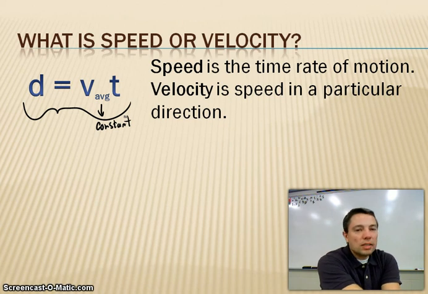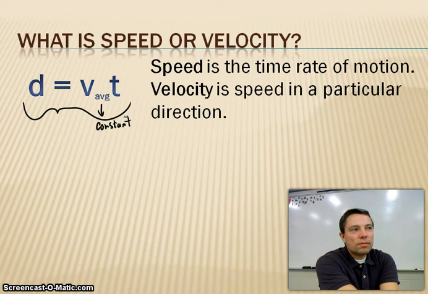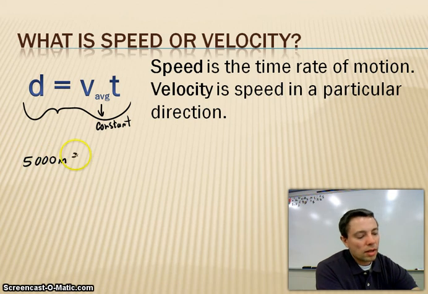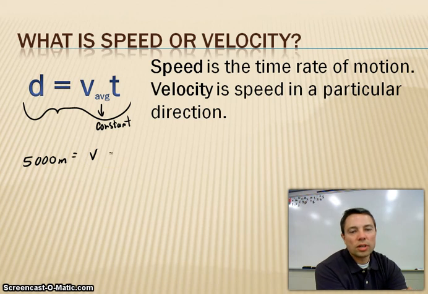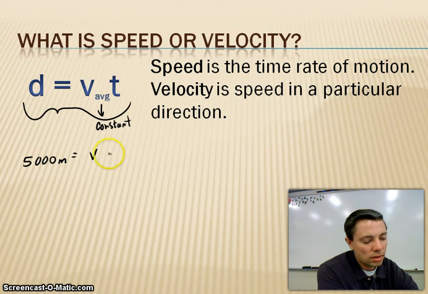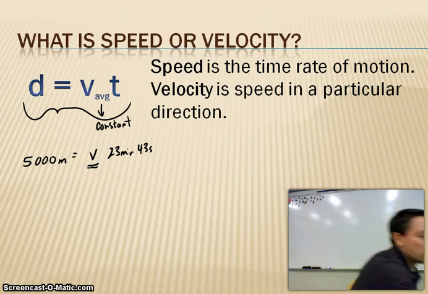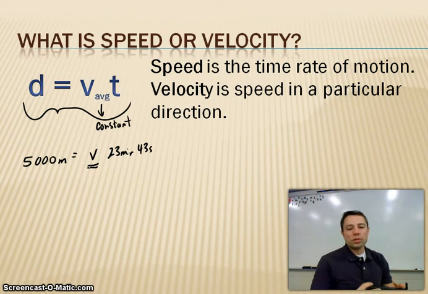Maybe we're given a distance that we're going to go, like Mr. Anderson ran in a race on Sunday, and it was 5,000 meters. I don't know what my average velocity was, but I do know that I finished in, say, 23 minutes and 43 seconds. And so I should be able to figure out my V based on that. Let's go ahead and do that, and we'll determine what my rate was in meters per second.